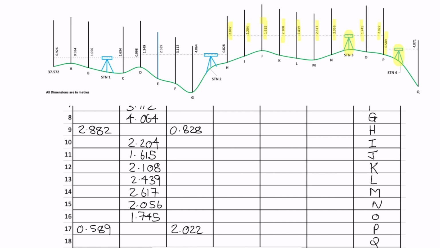At point Q, this is the last reading taken at station 4. We only have 2 readings, so there are no intermediate readings at station 4. The value of 4.071 goes then directly under the foresight column. And that is all the values booked correctly into our table.